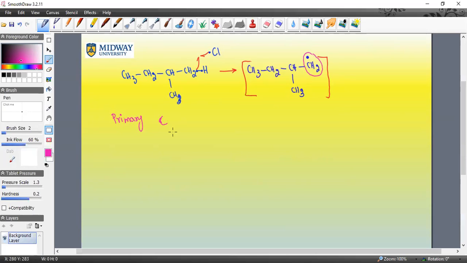A carbon with two hydrogens and a different group. It could be anything, just like in this case, this X could be this whole thing right here, but it's got two hydrogens. That's what you need to focus on. Don't worry about what the X is, but focus on the two hydrogens.